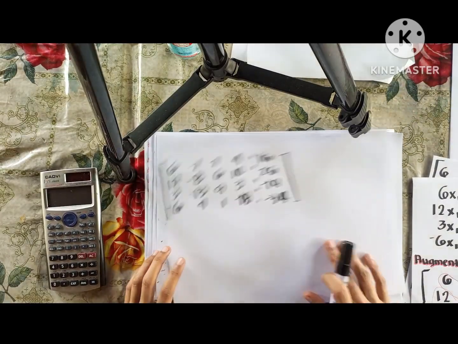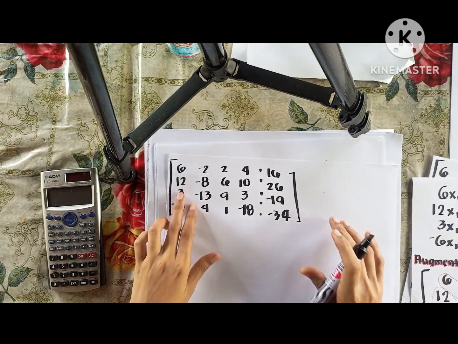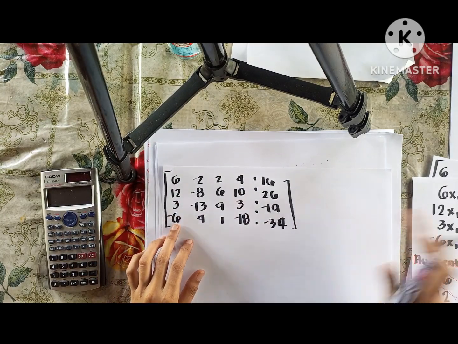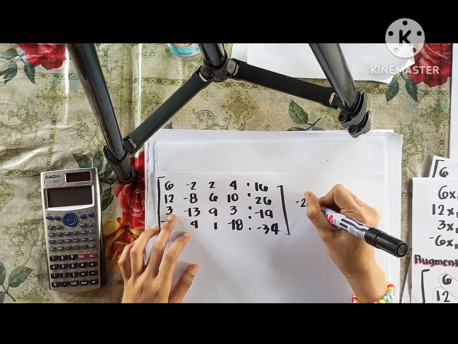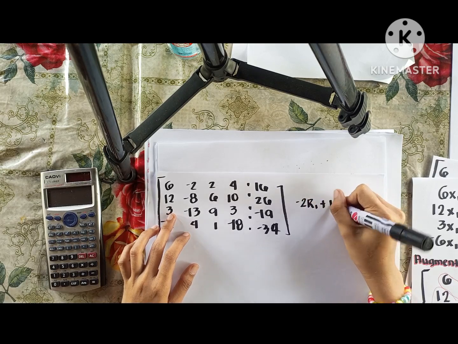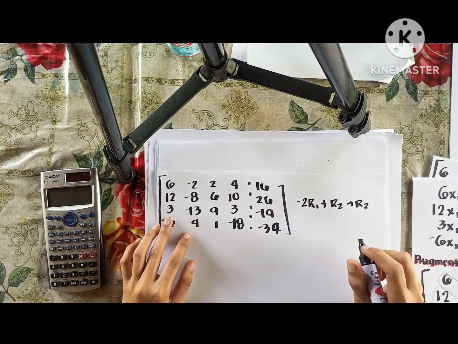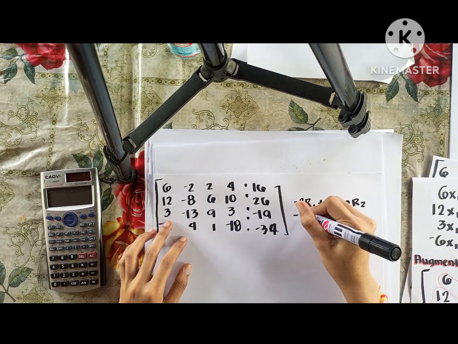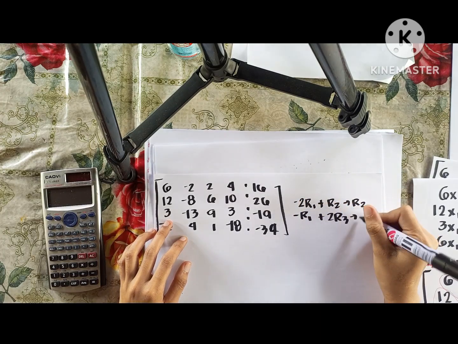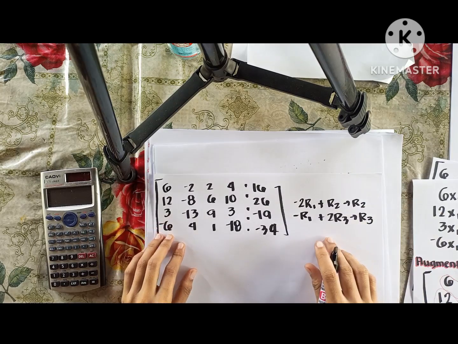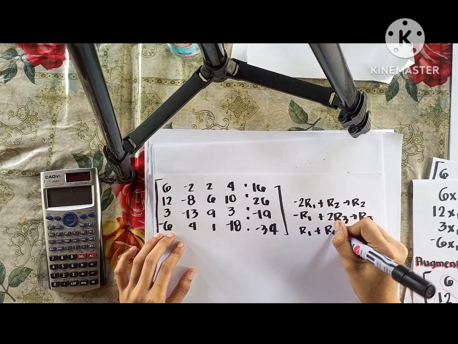So let's begin. From this augmented matrix, the first thing that I'm going to do is to make the 12, 3, and negative 6 equal to 0. To do that, I am going to multiply negative 2 by R1 plus R2. In order to make 3 become 0, I am going to multiply R1 by negative 1 plus 2R3. And for negative 6 to become 0, I am going to add row 1 to row 4.